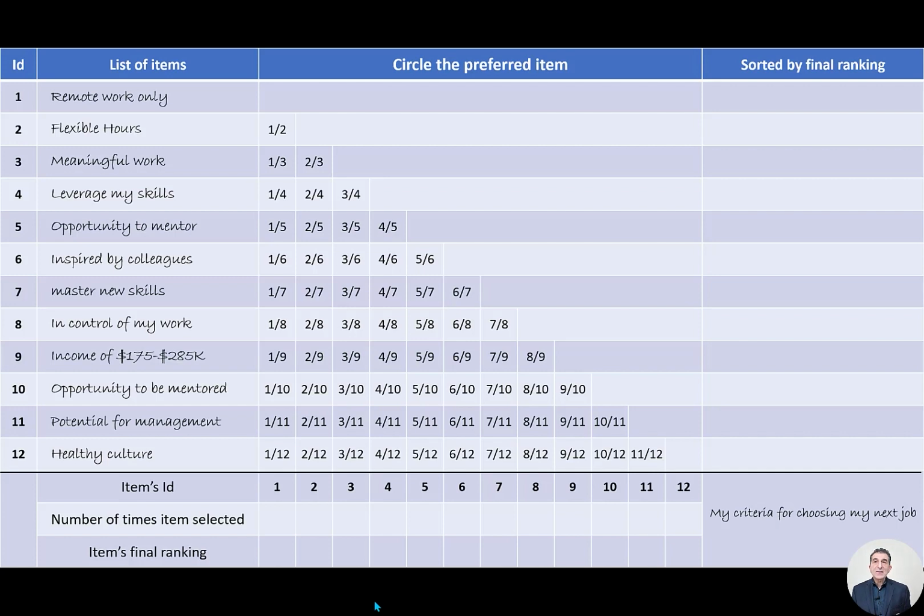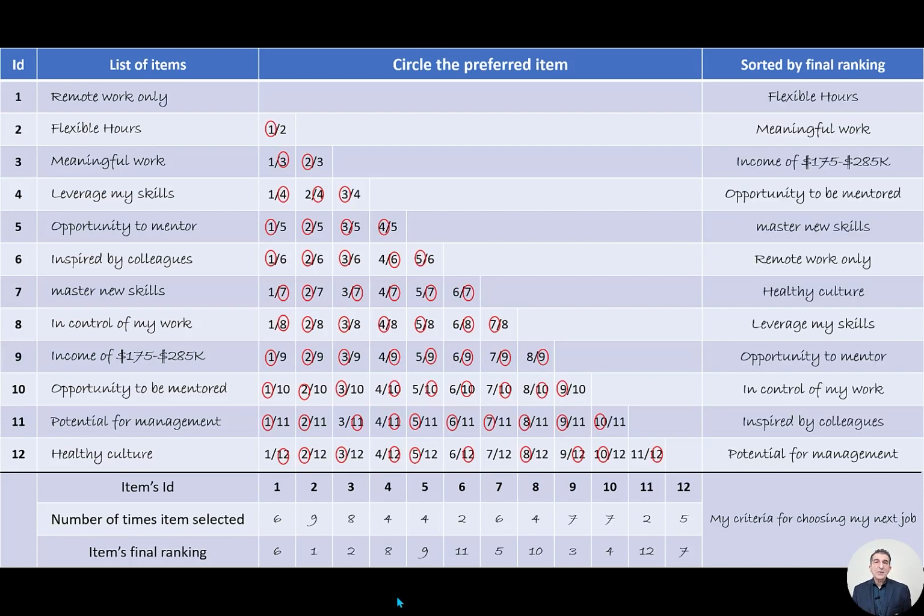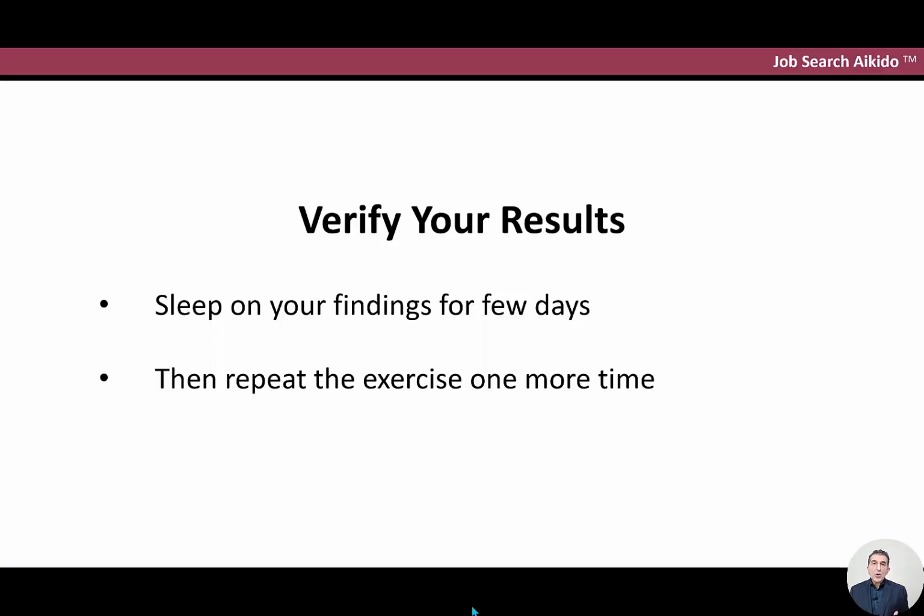You start by listing your preferences in whatever order they come to your mind. You can follow the instructions in the associated video to reorder the list, identifying the most important ones listed at the top. When you're done, you will have something like this. For the person doing this exercise, flexible hours became the most important criteria, followed by having a meaningful work and then the income. To gain more confidence that your findings are final, you could optionally give it a few days and try doing this exercise again.